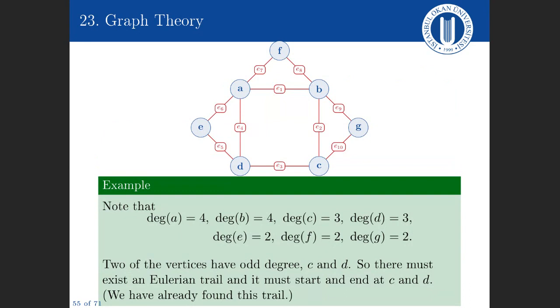What about this one? This graph we've already seen does contain an Eulerian trail, and we've already written it down. We can calculate the degrees of all of the vertices. The degree of A is 4, the degree of B is 4, the degree of C is 3, the degree of D is 3, the degree of E is 2, the degree of F is 2, and the degree of G is 2. There are two vertices of odd degree, and every other vertex has even degree. The theorem says there must exist an Eulerian trail, and it must start and finish at C and D. We've already found this trail. We drew a trail which started at D and finished at C.